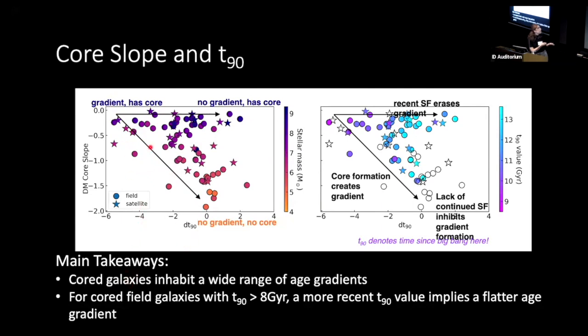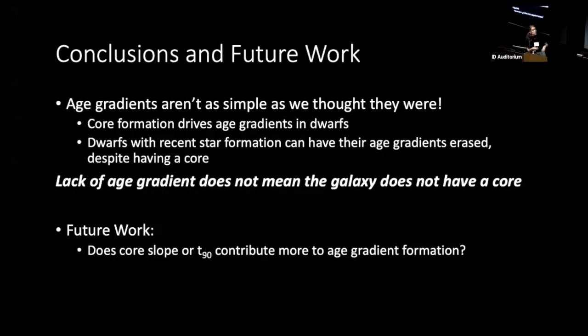However, the formation of the core doesn't necessarily mean that the age gradient will be steep. For example, if you look at this trend here, now it's colored by T90 instead of stellar mass, but you see that it inhabits a wide range of age gradients. And so more recent star formation implies a flatter age gradient. Basically, we think that the continued star formation inhibits the gradient formation. And it looks like I'm out of time. Here are my conclusions, and thank you all for listening.